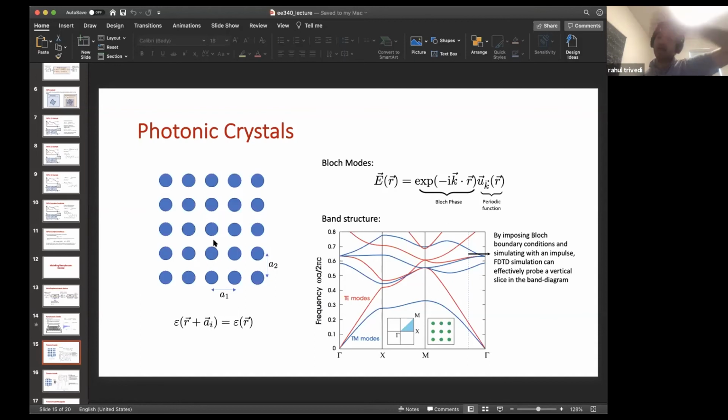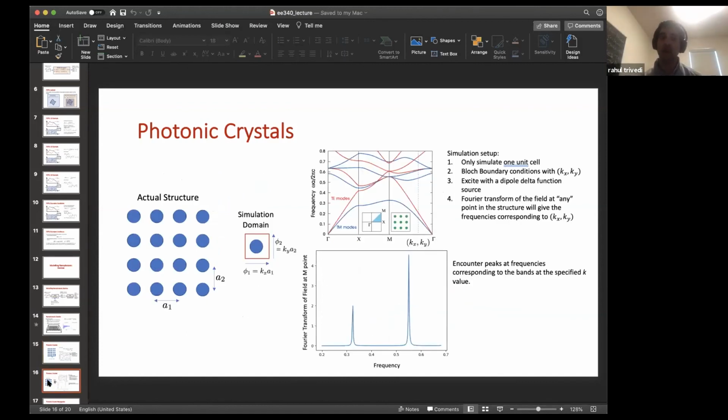So when you simulate, when you're excited with this delta function source, and you look at the electric field inside your photonic crystal at any point, which is not a symmetry protected point, and you look at the Fourier transform of the electric field, what you're going to see are peaks at the frequencies at which you have a Bloch mode. So for example, this is essentially what it would look like. This is a 2D example. That's why you get a very clean spectrum. If you have a 3D example, you get a more noisy spectrum.